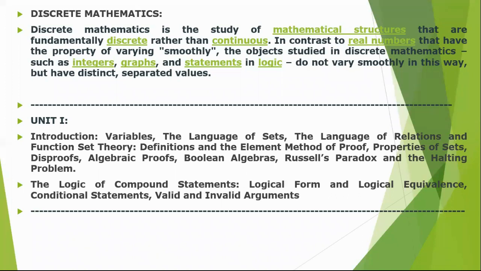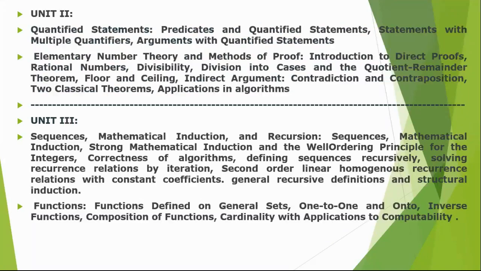The content contains variables, language of sets, language of relations, functions, set theory, then definitions and elements of proof, properties of sets, disproofs, algebraic proofs, Boolean algebras, Russell's paradox, and the halting problem. So this basic introduction is there in unit 1. Then we have compound statement logic and logical arguments. In unit 2, quantified statements are there. Then elementary number theory.